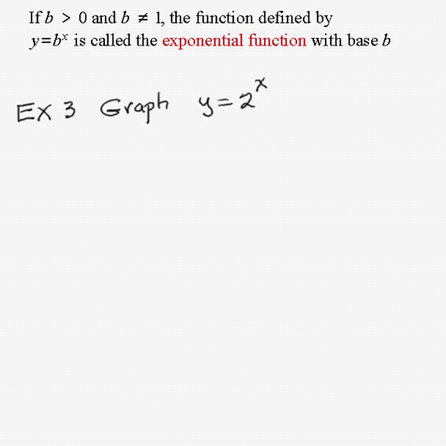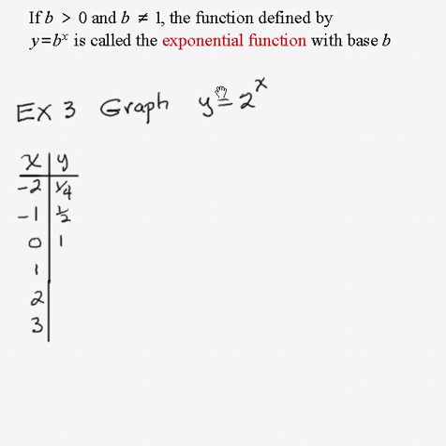We want to graph that. Best way to do that is to start with a chart of points. And I suggest we have some negative values, we have 0, we have some positive values, and see what happens. So let's substitute in negative 2 for x. 2 to the negative 2 power, that's 1 over 2 squared, or 1/4. Let's substitute in negative 1. 2 to the negative 1 power, that says take the reciprocal, so that's 1/2.